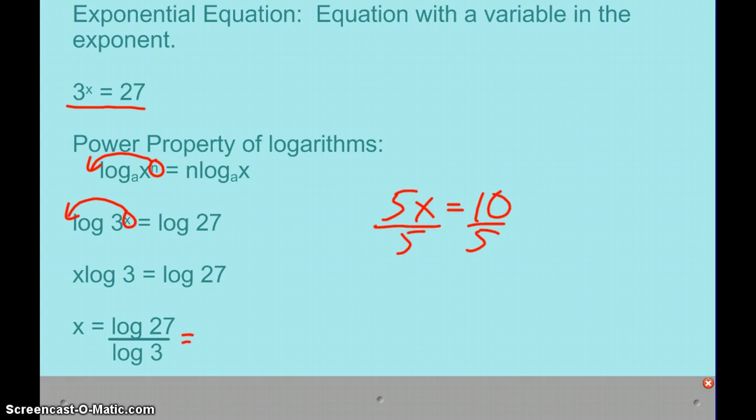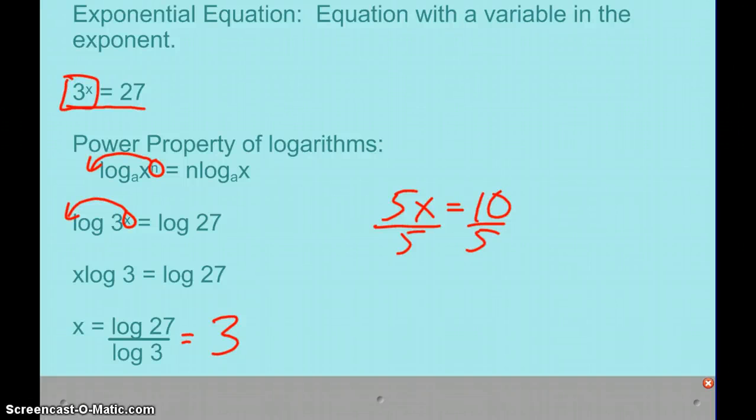You can then punch that into your calculator. Log 27 divided by log 3 is 3, which should come back to our common sense answer up here that says 3 to what power is 27? Well, that's 3 to the third power. 3 times 3 is 9, times 3 is 27. So this is our method we're going to use to solve an equation where you have a variable in an exponent. At some point, you will take a logarithm of both sides, allowing you to pull that exponent out and turn it into a multiplication.